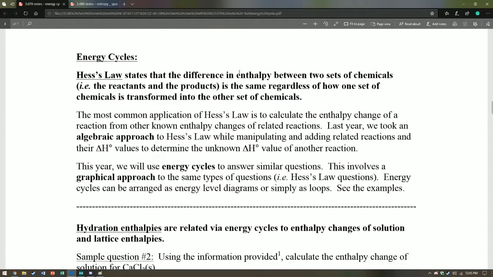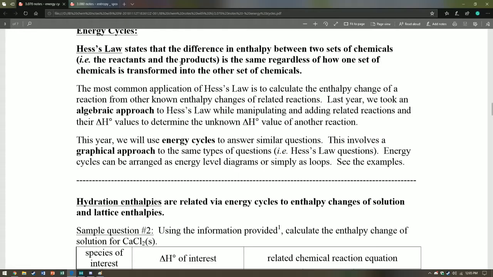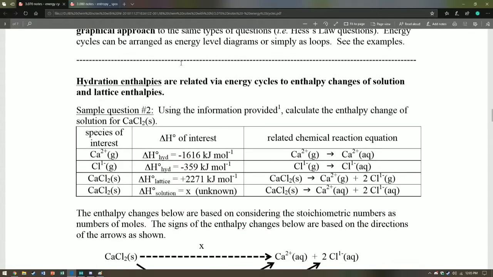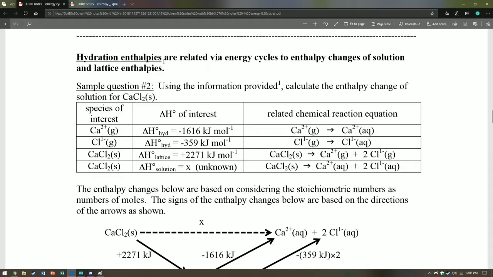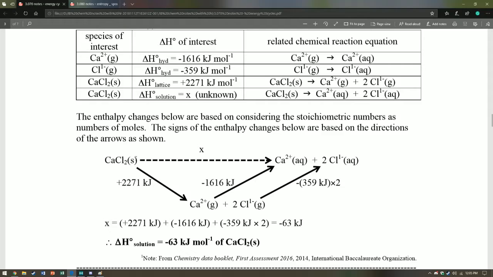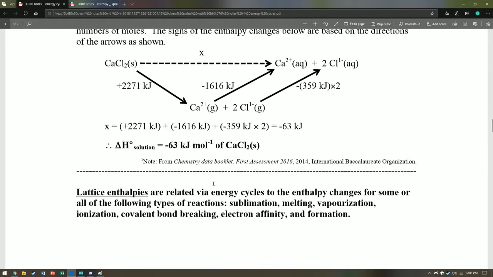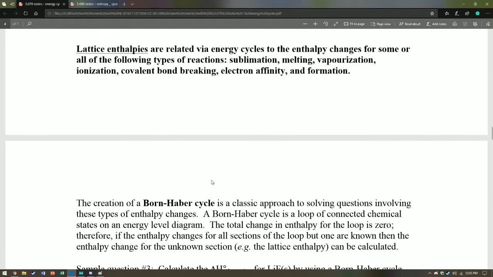The next thing that you'll be introduced to is an energy cycle, which is based on Hess's law. Hydration enthalpies are related by energy cycles to the enthalpy of solution. You can think of it as like adding vectors. You want to know the enthalpy change of one step, but you know the enthalpy change of the others, so the enthalpy change is just one plus the other, which yields the total.